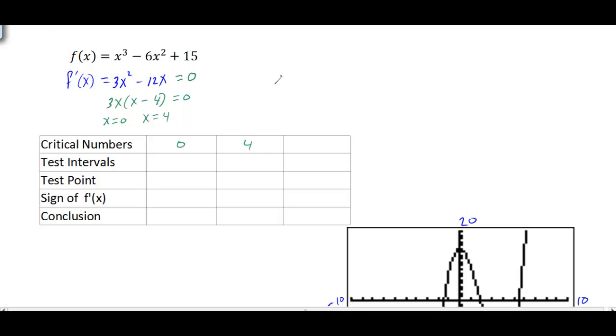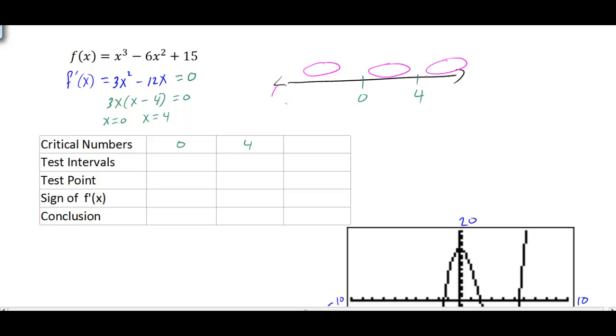And what we can imagine here is if we look at our x-axis, that tells us that at x is 0 and x is 4, these are points on the graph where we could possibly change direction. So we need to look at what's happening to the left of 0, what's happening between 0 and 4, and what's happening to the right of 4. And that's going to give us our test intervals.